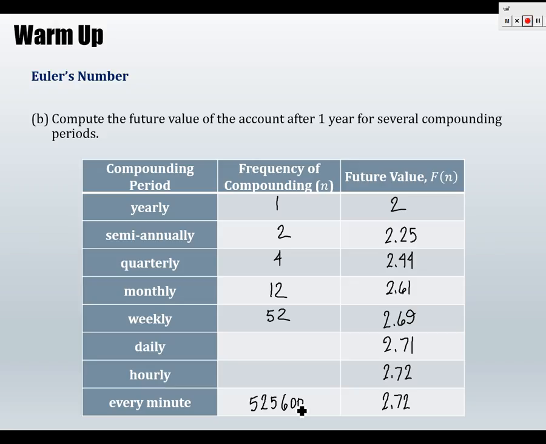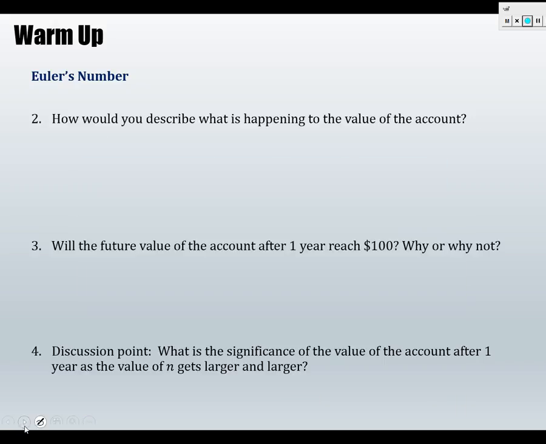Give me another 60 seconds to come up with some answers there. Number 4, I'll cover that, but for 2 and 3, make sure you come up with some answers. What is it that's happening here? Describe it in precise mathematical language.